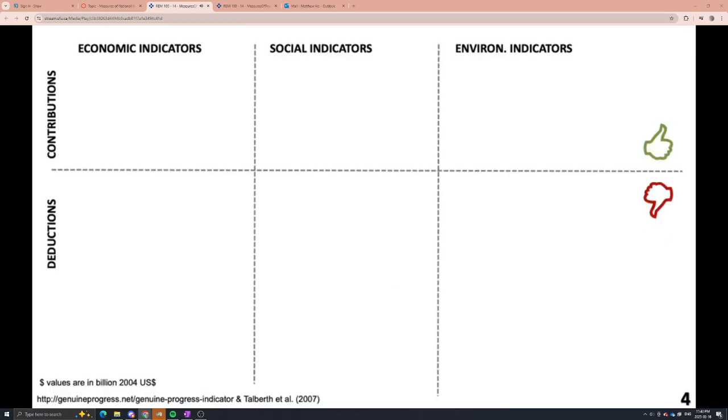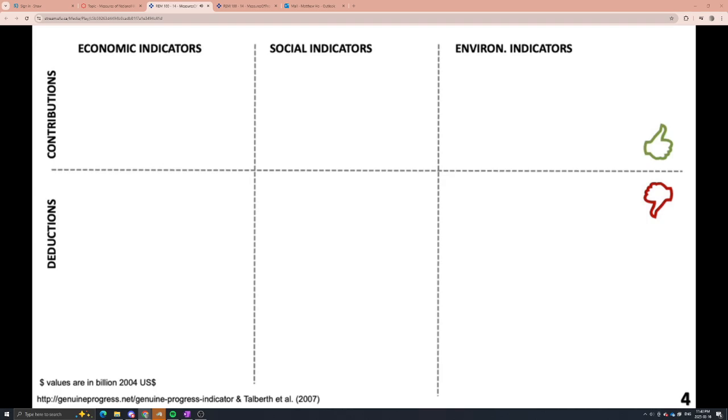The GPI can be visualized as a massive balance sheet with three columns and two rows. The columns represent the three pillars of sustainability, and the top row is for factors that contribute to human welfare, whereas the bottom row is for factors that detract from human welfare. This creates a grid with 6 different bins that we can use for organizing the 26 indicators of the GPI. Let's fill in this grid, and let's start with the top left corner because it includes some of the economic indicators that we are most familiar with already.